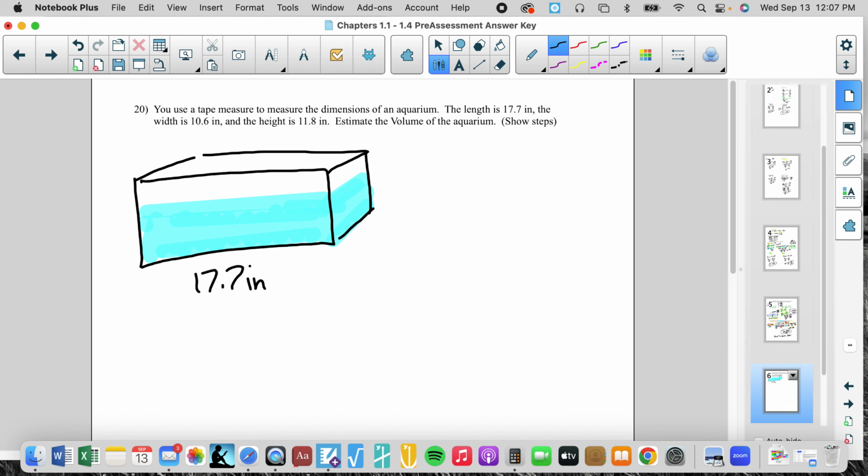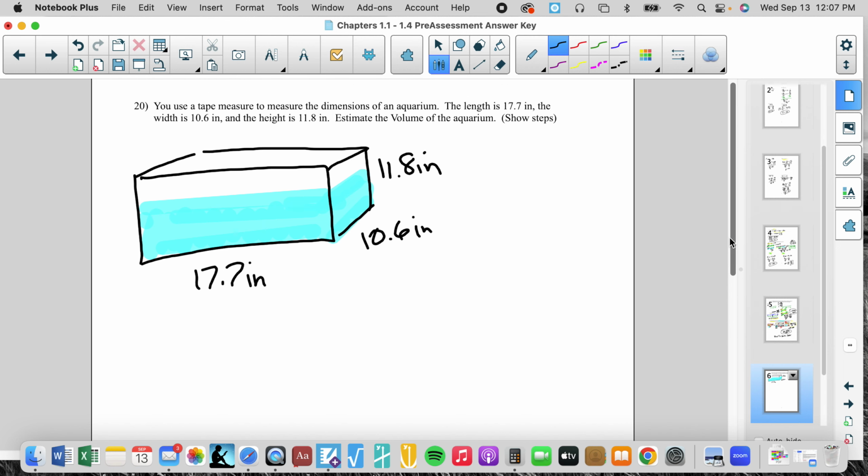17.7 inches. The width is 10.6 inches. And the height is 11.8 inches. Estimate the volume of the aquarium. All right, so a couple things. First of all, key word here, estimate. So I don't have to deal with these decimals per se.